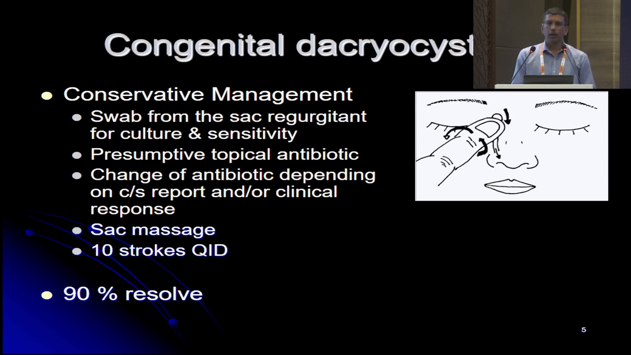Conservative management is the first line of management, unless there is an amniocele or a mucopurulent infection which has caused cellulitis. So you go for Crigler's massage, or sac massage over the lacrimal sac area, and along with that you give topical antibiotics. Topical antibiotics can be given as broad spectrum antibiotics. Generally, those that are easy on the cornea, like tobramycin, are selected, or you can take a swab from the sac regurgitation and go for culture and sensitivity.